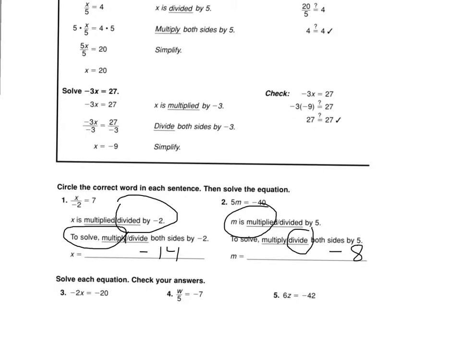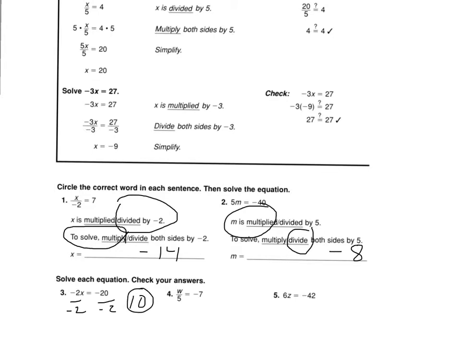Now we're looking at the second problem. It says to solve each equation and check. I'll let you do the checking. We have a negative 2x is equal to 20. Again, it looks like problem number 2 above, so we must do division. We'll divide both sides by negative 2, and if we do, we will get an answer of 10.